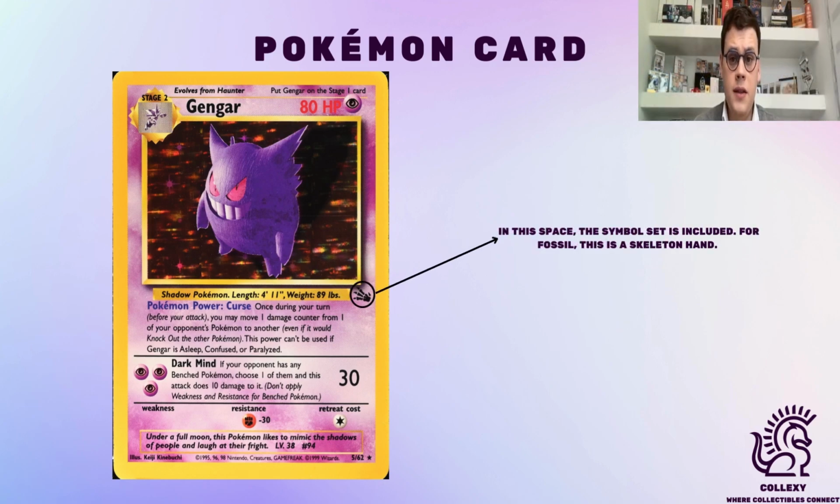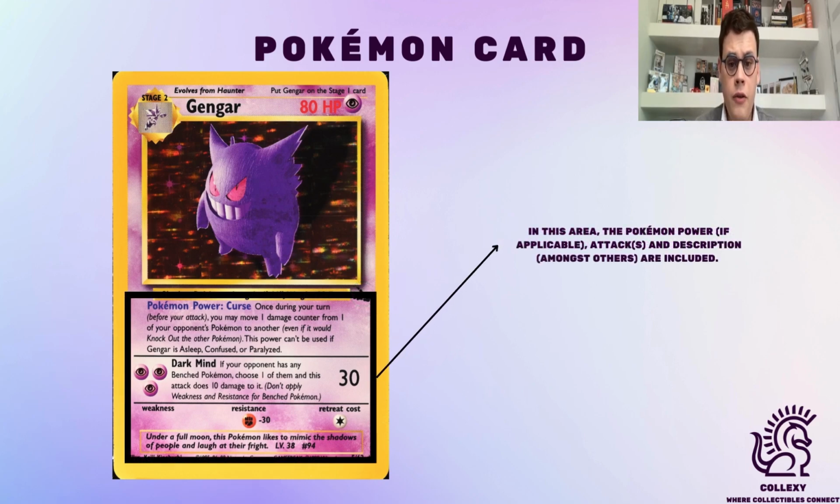So in this space, there is always the set symbol. We have seen with base set that there was no set symbol because there is no set symbol for base set. We had the error prints for jungle, where the holofoil rares were not printed with a set symbol by accident. However, for fossil, we always see the set symbol in the bottom right corner, right below the art box. The set symbol is also a skeleton hand.